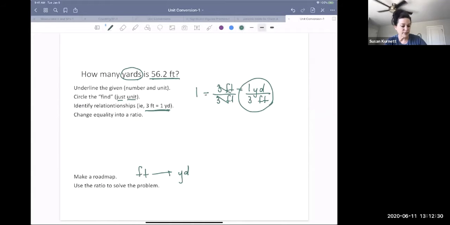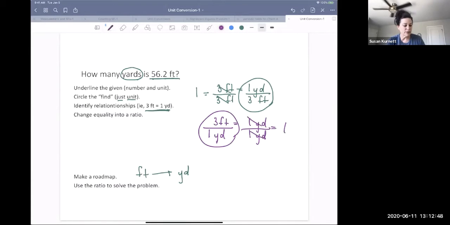Now, why did I do it that way? I could have said 3 feet equals 1 yard and divided both sides by 1 yard. Anything over itself equals 1. I now have a ratio that's equal to 1. Why did I do it this way and not this way? And the answer is because I want the feet to cancel. If I'm starting with feet and I'm headed to yards, I need yards to be in the numerator. So we've changed the equality into a ratio.